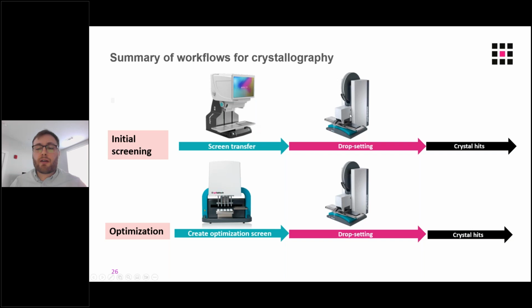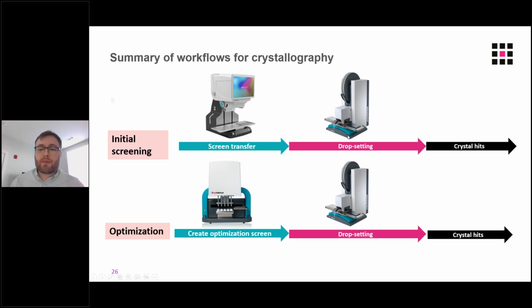So with the Apricot as a companion to the Mosquito, you are able to transfer out of Hampton deep well blocks, out of larger condition plates that you might use as your stock, and transfer into the plates that you will use on the Mosquito immediately before the experiment. So you aren't having to prepare all of these different plates. You can just go into the workflow and get your crystallography drop setting started all in one lab session.